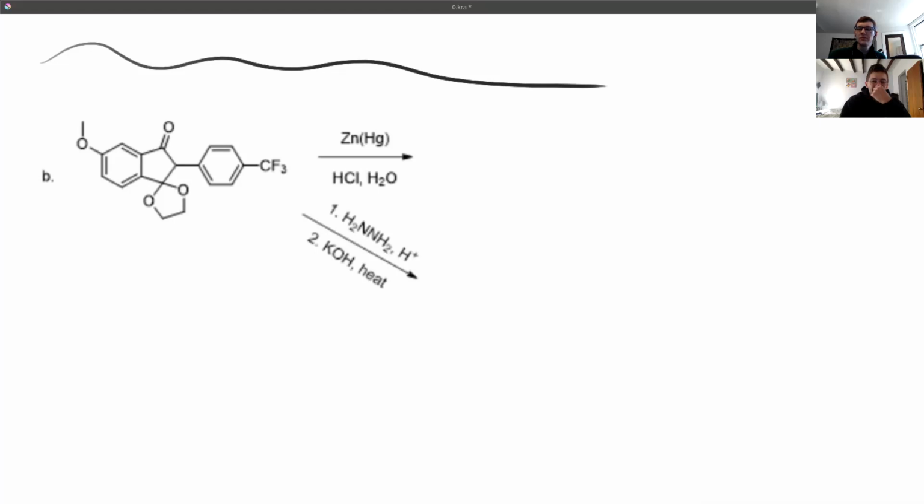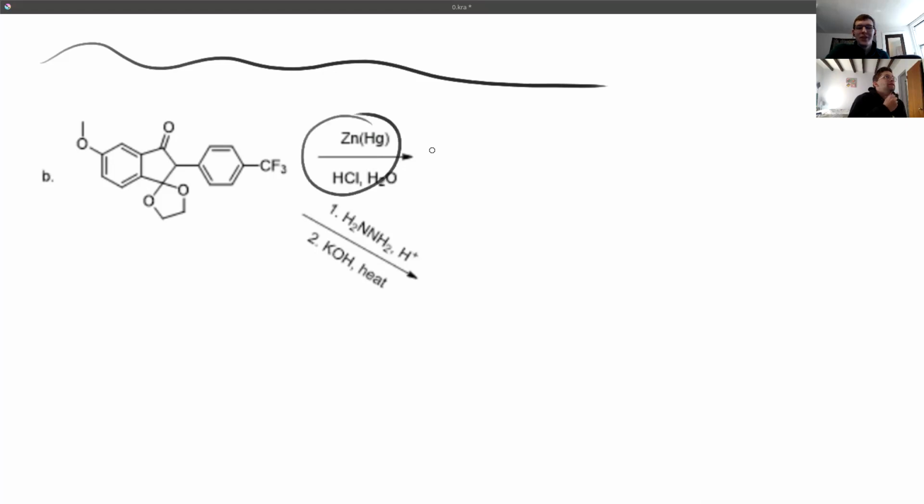Are we having 2 separate products? Yeah, I assume like starting material, then 2 different problems. We don't need mechanism for this one, right? No, dear God, no.